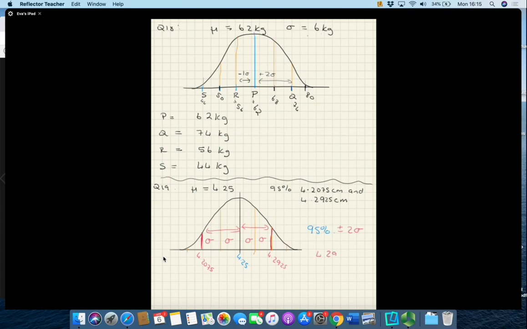So therefore, if I subtract them, 4.2925 minus 4.2075, I am getting 0.085. I'm going to divide that by 4 because there's 4 standard deviations between them, so I'm getting 0.02125 centimeters of a standard deviation, which is quite small.